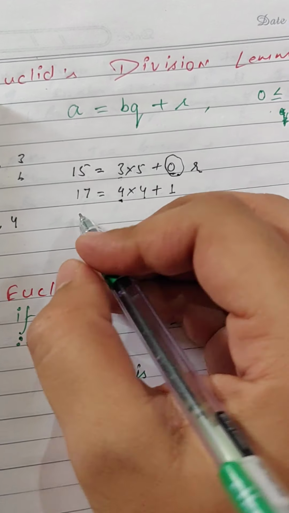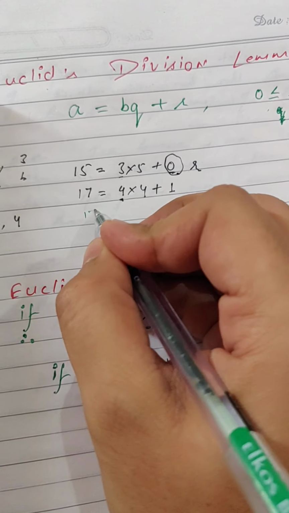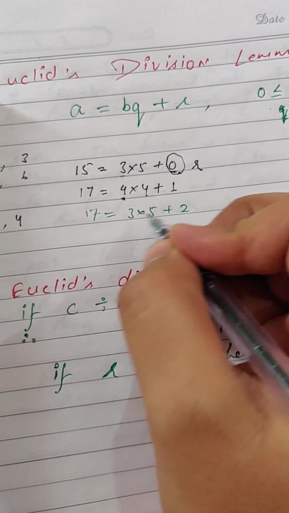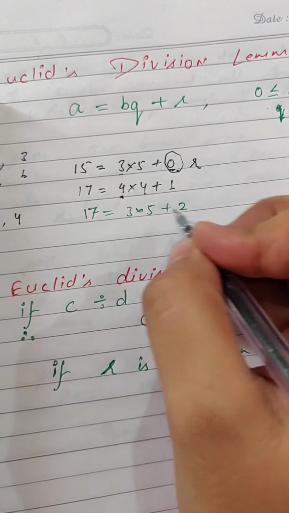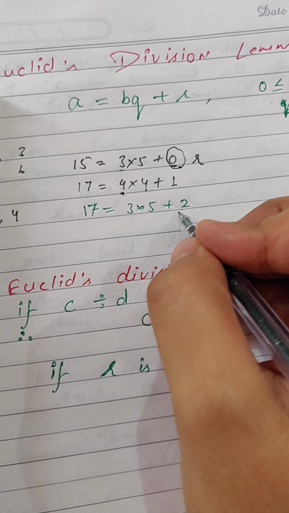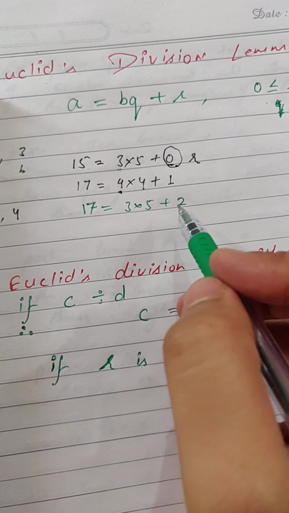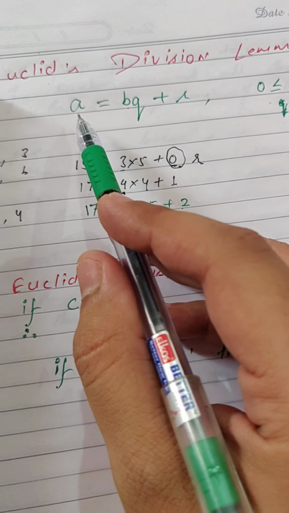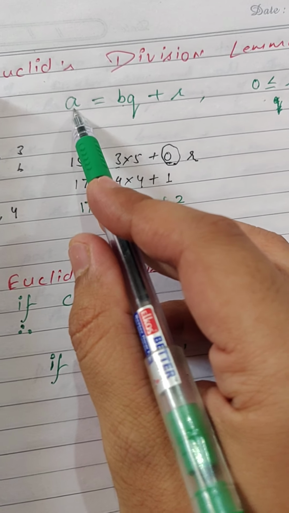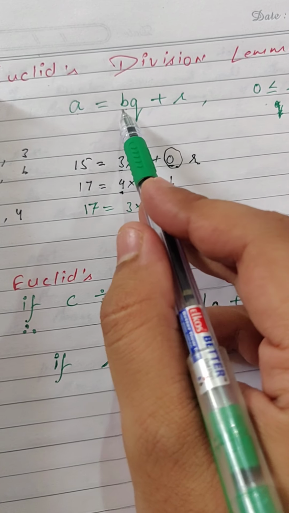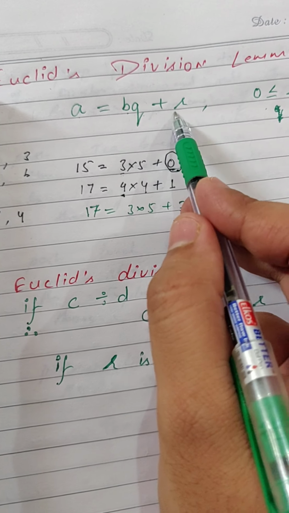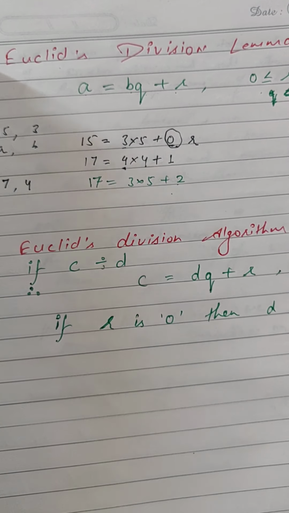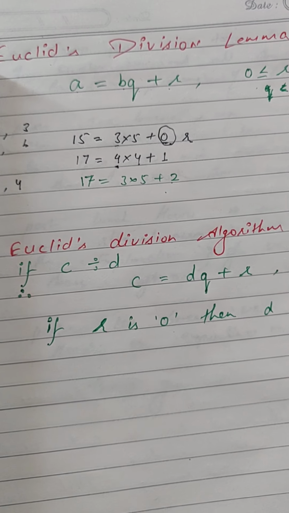That means if you divide 17 by 3, the remainder will be 2. So this is the maximum remainder that you can get. So this is Euclid's division lemma, which says two positive integers, where one can be represented as a product of the other, where q is the quotient and the remainder will be r. Second topic is Euclid's division algorithm.